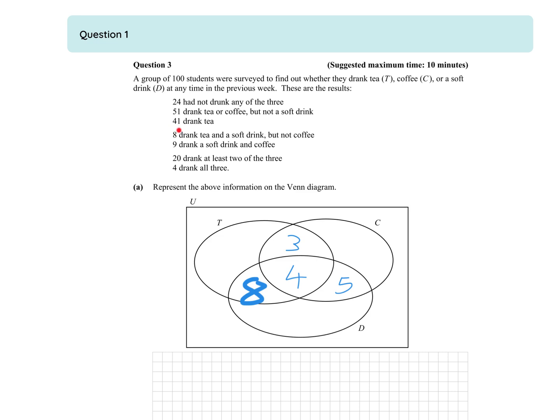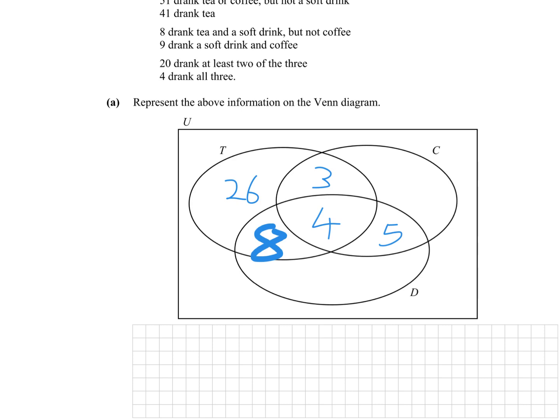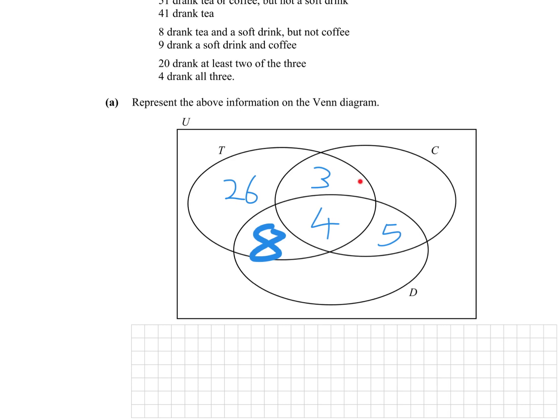Now we can work our way out further to people who only had tea, only coffee, or only a soft drink. So something handy I see is 41 people drank tea. So all of this tea circle here should add up to 41 people. At the moment I have 3 plus 4, which is 7, plus 8, which gives me 15 people. If I take 15 away from 41, that gives me 26 people in the tea set alone. So those people only had tea, and that brings me up to a 41 total in the tea circle.